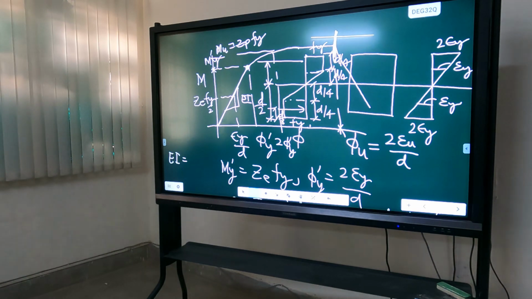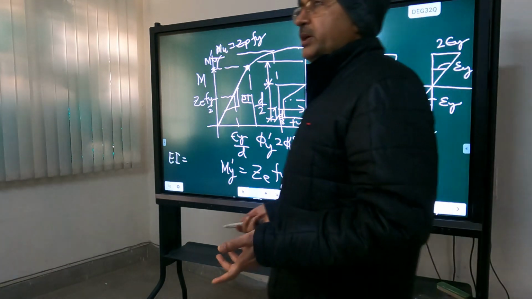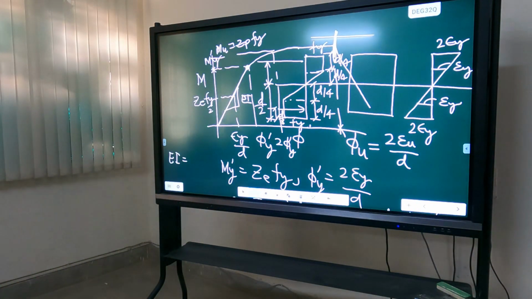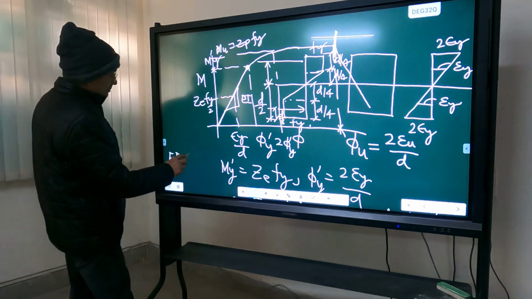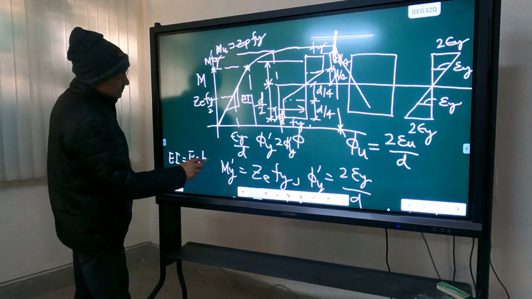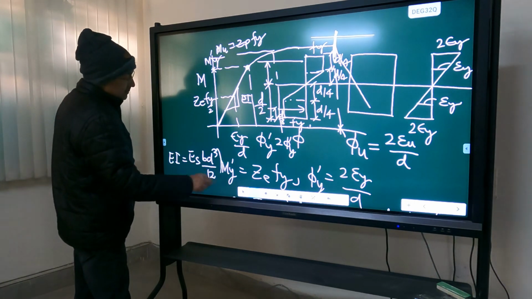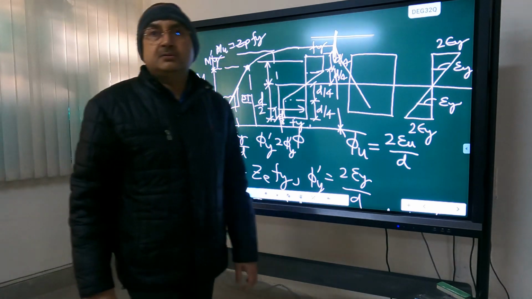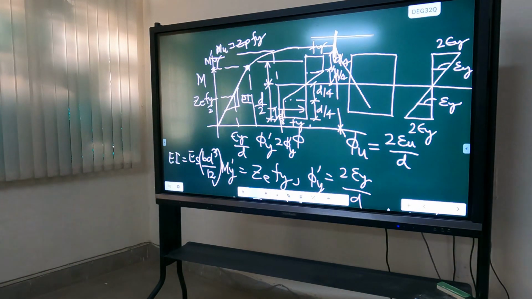Okay? How much is f by epsilon y? What is f by epsilon y? E. So substitute that equal to E. What are you getting? So that is E s B D cube by 12. You know the formula for I? That's how we are getting I in the expression for moment, or the relationship for stiffness. Okay?